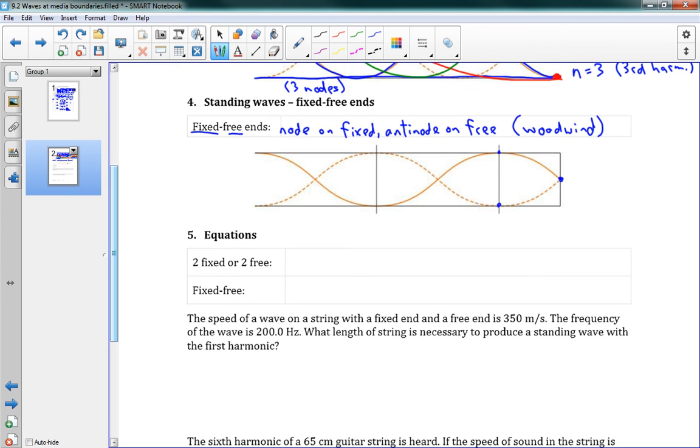And so we have a picture of that down below. Again, we've drawn an air column here. So we're talking about air pressure, not a string this time. So again, we have our tube. And our tube is still open at the left end here, so you can see that it needs to have a maximum air pressure there. And on the right end, it's closed.